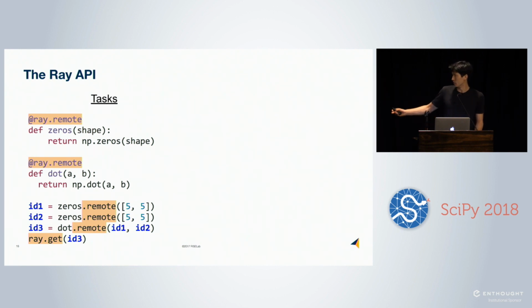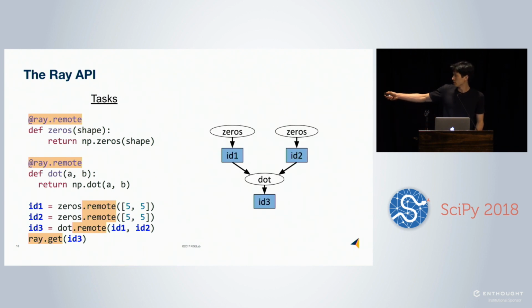So this should look fairly familiar, and you can see that there's a graph of dependencies being created. So the third task, the dot task, depends on the first two tasks because the futures from the first two tasks are passed in as an argument to the third task. The first three lines are all non-blocking. And then if you want to block and wait for the computation to finish and retrieve the results, you can call ray.get, and that will do that. And so that's what the futures, the task parallel part of the API looks like.